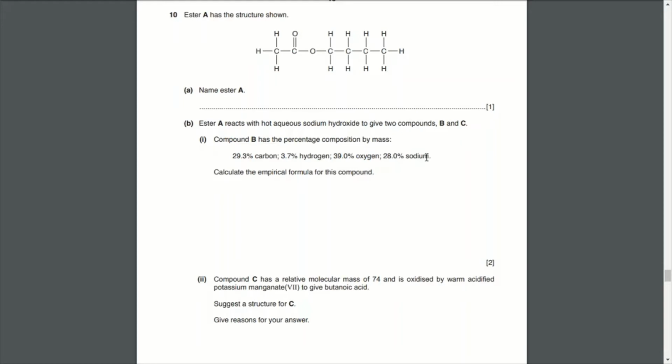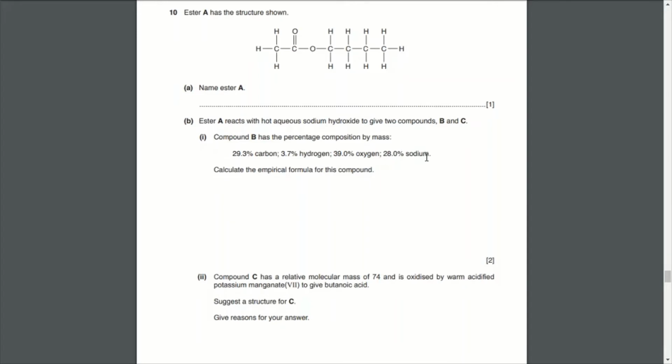Alright, so carbon is to hydrogen is to oxygen is to sodium, I got these answers: 2.44, 3.7 for hydrogen, and oxygen is again 2.44, and sodium is 1.22. In this way we got the ratio, and overall the empirical formula is supposed to be C2H3O2Na, where Na will be 1.